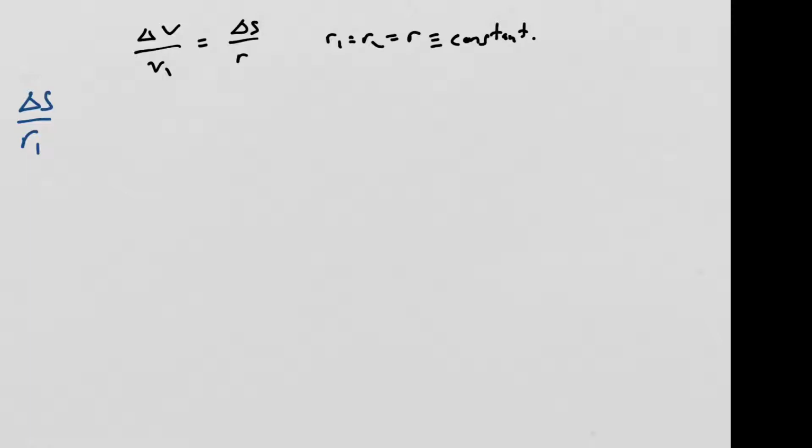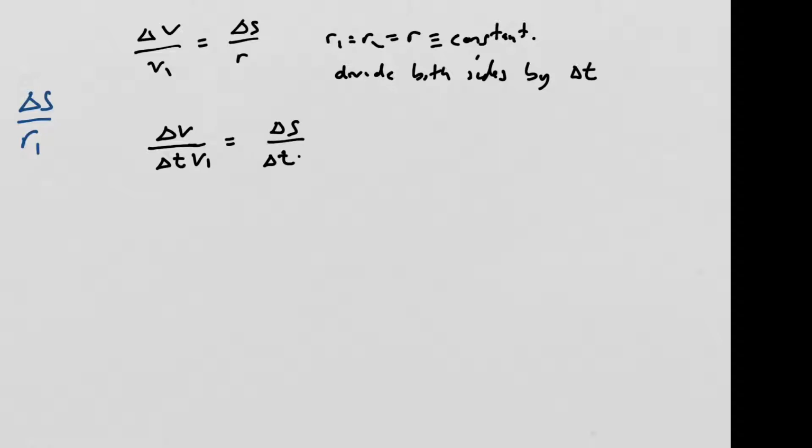Now, this is actually very powerful because we can have a little bit of fun with algebra. Since the deltas represent small changes over the circle, and we know that motion is happening, we know that these must be small changes in time. So let's take this equation and divide both sides by a small increment of time, so that we get delta V over delta T V1 is equal to delta S over delta T R.